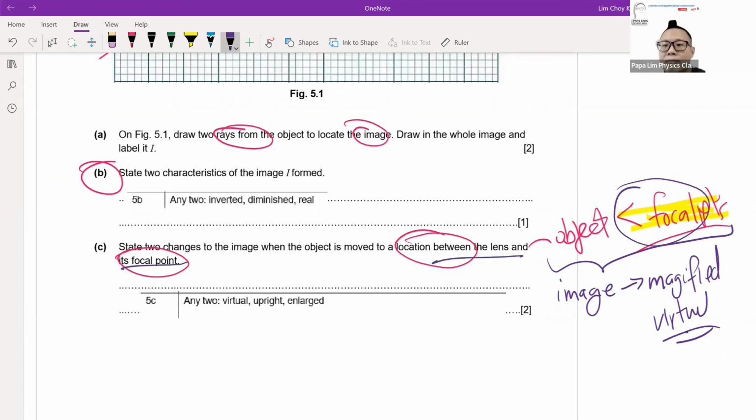So less than focal point means in between the lens and the focal point, and as a result, the image will be enlarged, magnified, and virtual. This is why I always advise students to know all the 6 diagrams, understand them, so that when questions like part C come, you can call out the correct diagram in your mind and locate the correct image property.